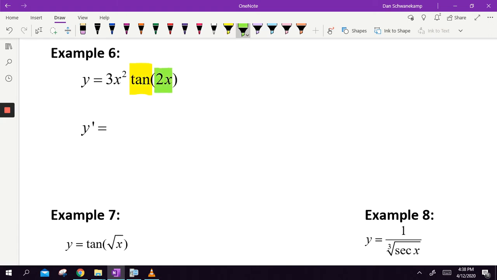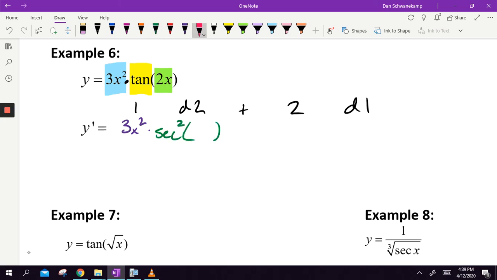Did you say product rule? Yep, you need product rule because I've got this thing right here times another thing with x in it. So I'm going to need first times the derivative of the second plus second times the derivative of the first, along with chain rule. So let's do it. First times the derivative of the second. The derivative of tangent is secant squared.